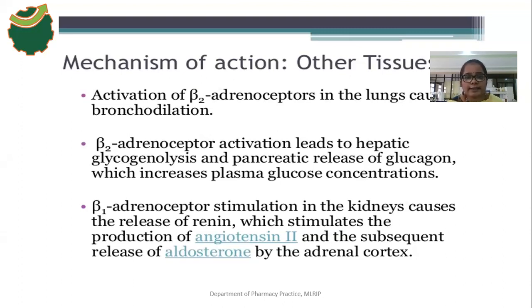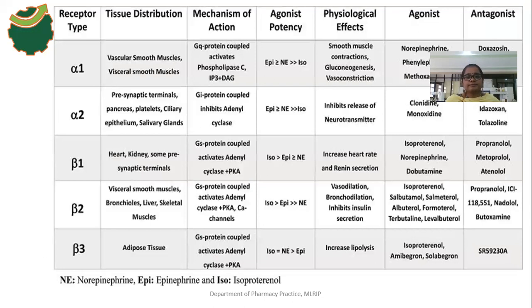Okay, and the next one is alpha 1 receptors in this epinephrine. This epinephrine is very sensitive to both alpha 1 and alpha 2. Epinephrine is highly sensitive to alpha 1 receptors and alpha 2 receptors. And noradrenaline or norepinephrine is medium sensitive to alpha 1 and alpha 2 receptors. See this.